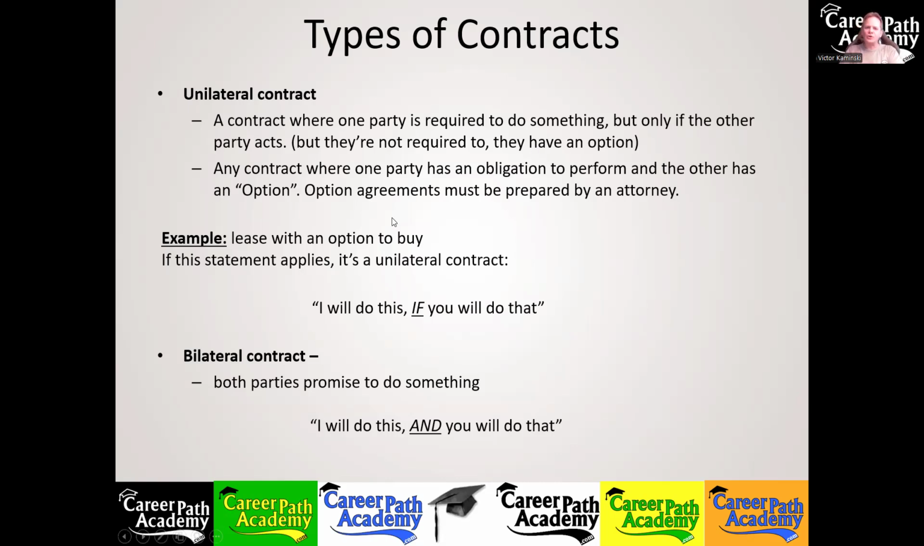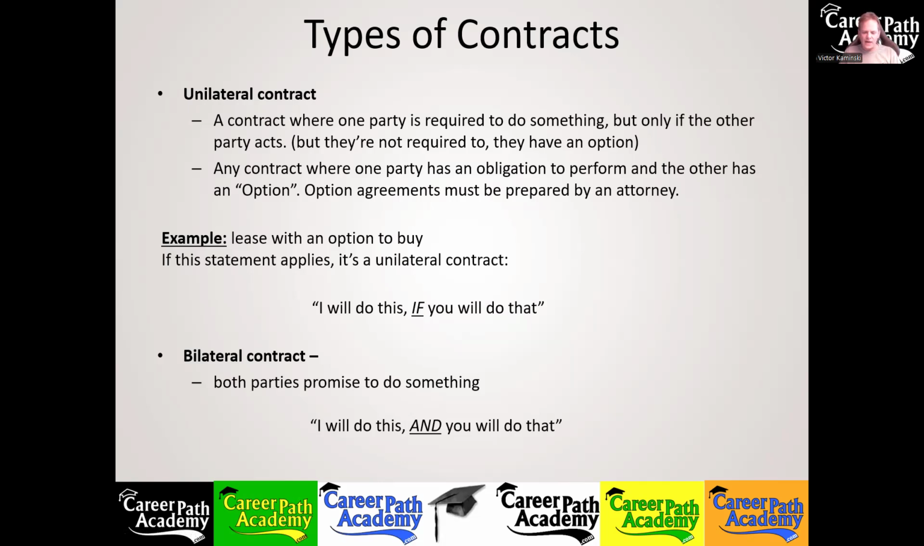Now, any contract where one party has an obligation to perform and the other has an option to is an option agreement. And option agreements must be prepared by attorneys. We cannot prepare contracts or agreements. An example of this would be a lease with an option to buy.